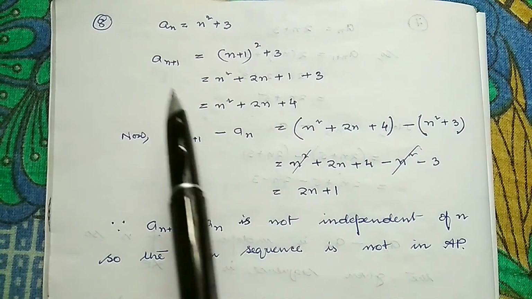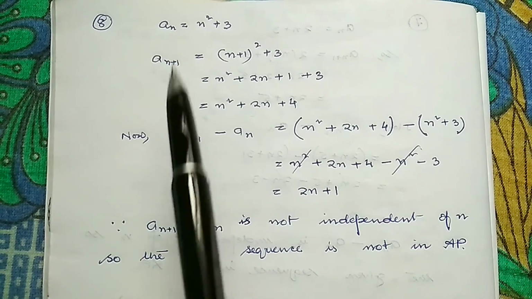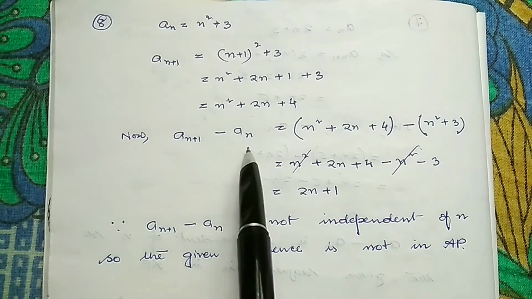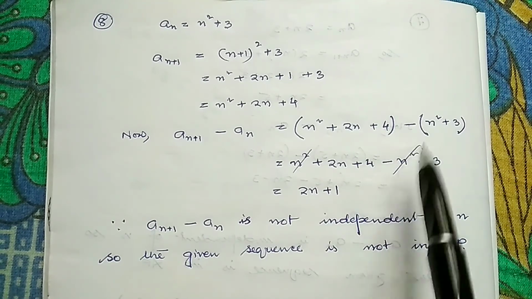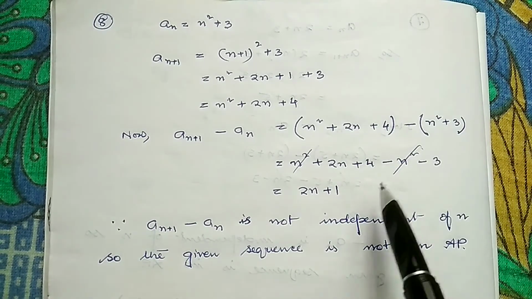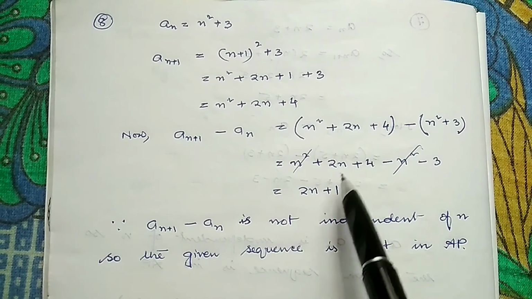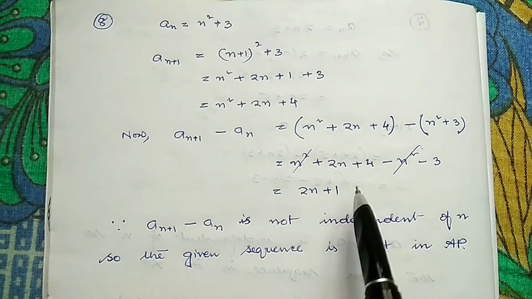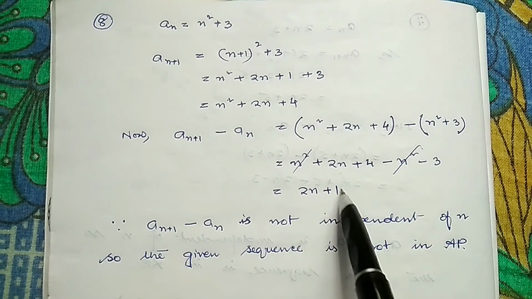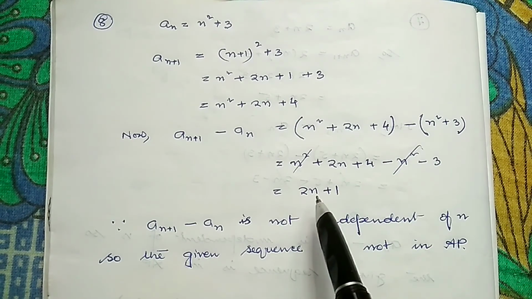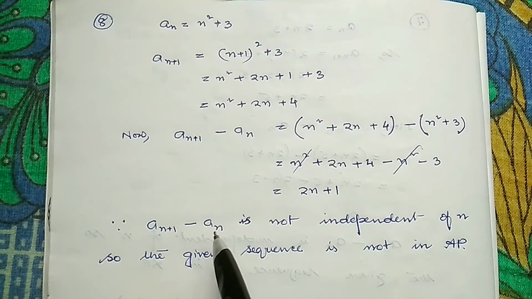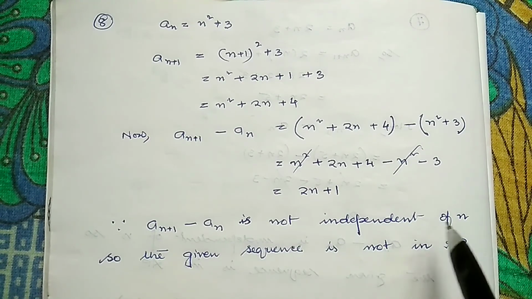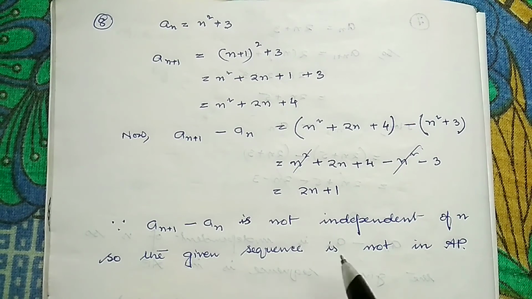Now try to find the difference between these two. A n plus 1 minus a n is n square plus 2n plus 4 minus n square plus 3. N square nullifies. You are left with twice n plus 1. As you can see in the difference, n is there. It is not independent of n. Since a n plus 1 minus a n is not independent of n, so the given sequence is not in AP.